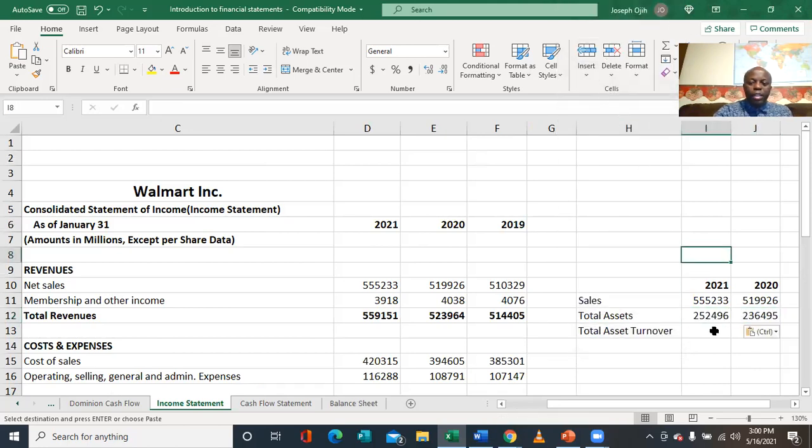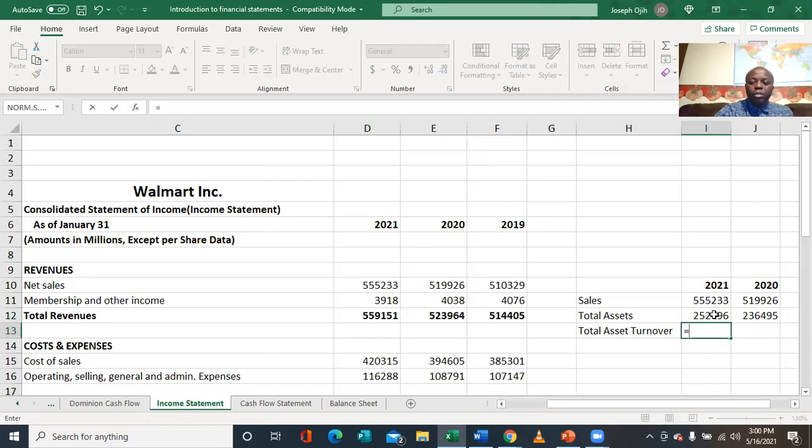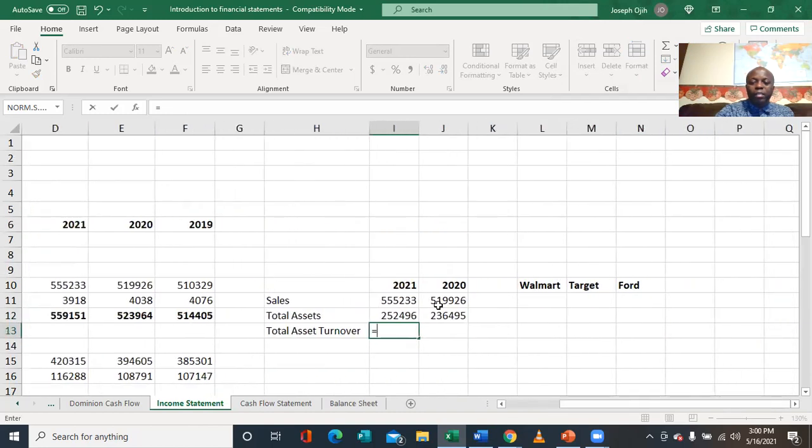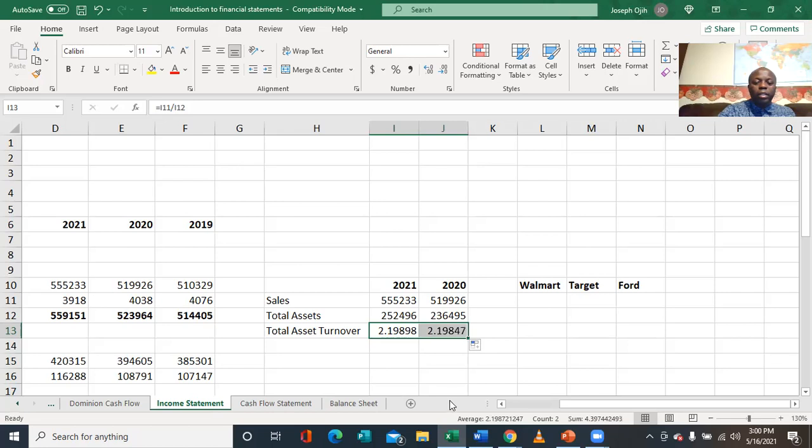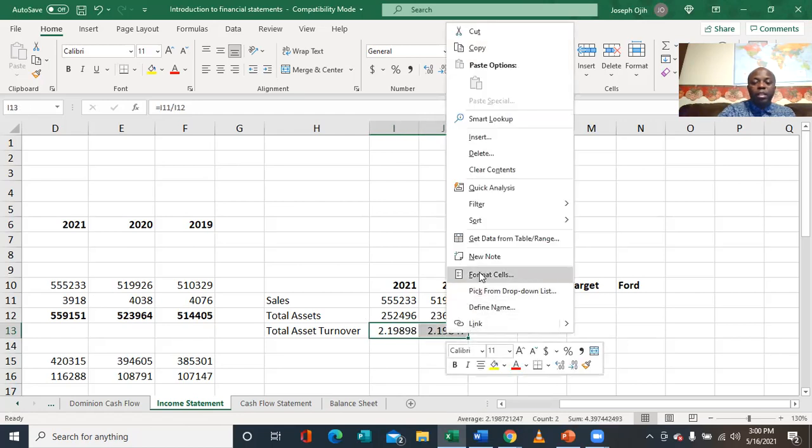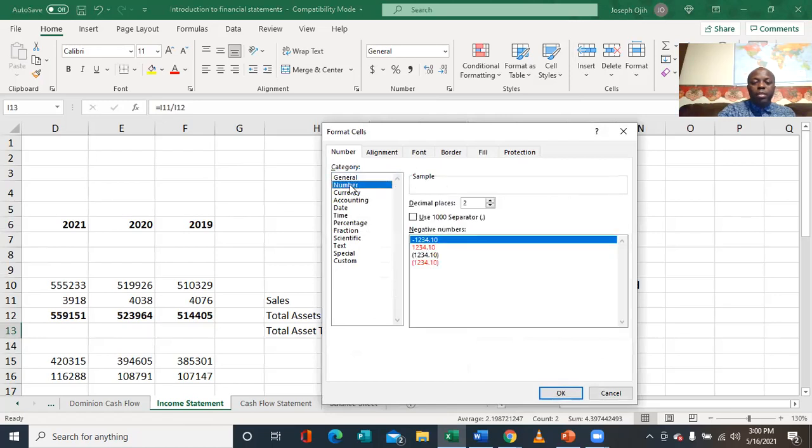Good. Now with this, we are ready to do the calculations. The formula says sales divided by total assets. So it is sales right here divided by total assets. Give me 2.19. They give it all the way to almost 6 decimal places, but I want to highlight this and make them just 2 decimal places. I'm going to format these cells and just make them 2 decimal places.